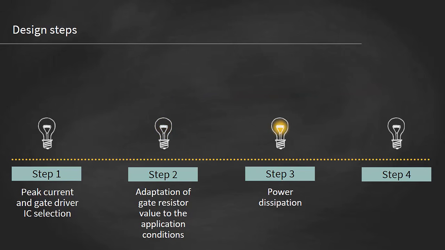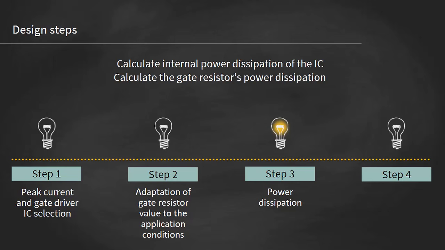The third step is the calculation of the expected power dissipation of both gate driver IC and external gate resistor. These calculated values have to be compared to the maximum allowable values of the IC and the resistor in the datasheet. It is important to look out for the gate resistor's peak current capability. Thermal derating has also to be considered for both the gate resistor and the gate driver IC.